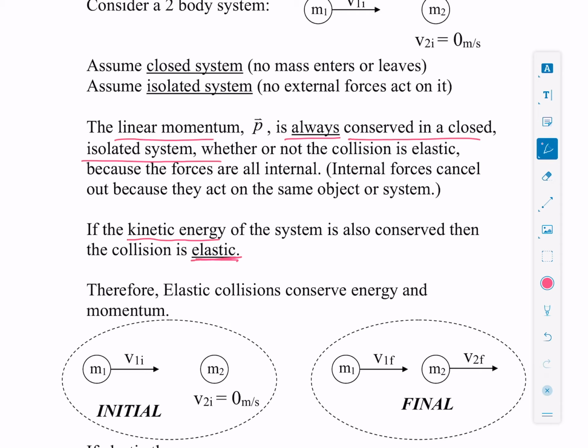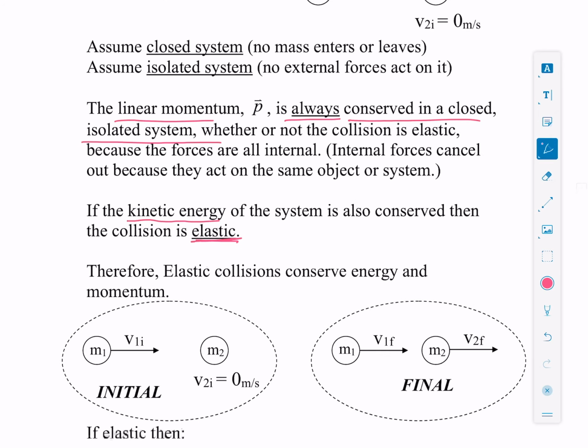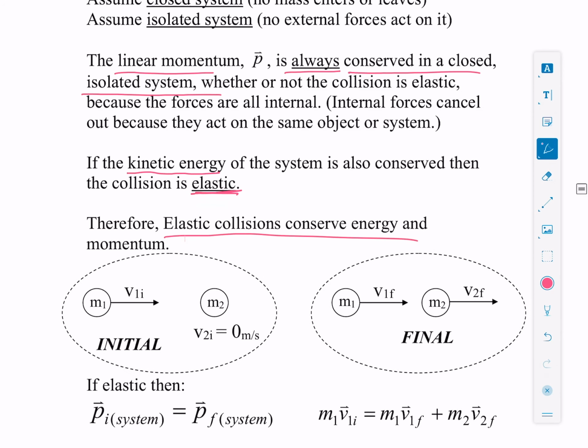So think about it. Easy example, if you are holding a ball and you drop it, if it bounces back to the same height, that means that it was elastic. It has the same amount of kinetic energy. No energy was lost. It was able to go all the way back up to the same height. If it does not go to the same height, then some energy is lost, and that would be inelastic. Both of them, however, conserve momentum. So elastic collisions conserve energy and momentum.